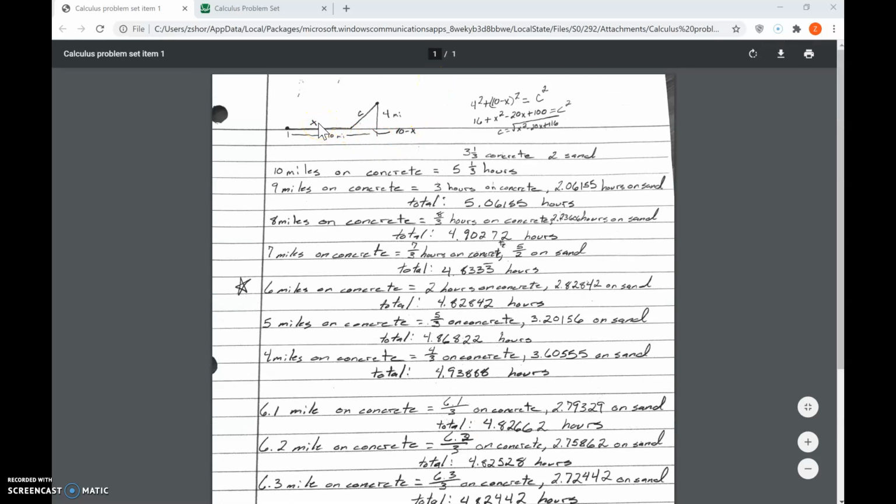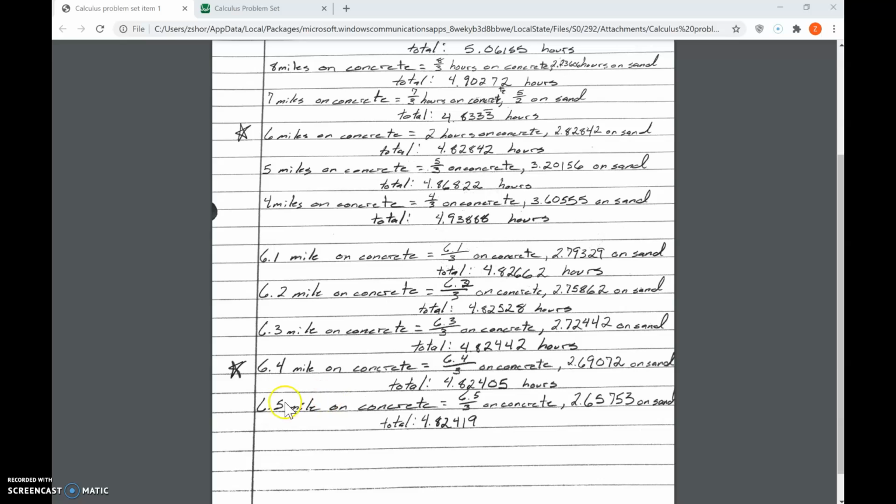the total miles you traveled on concrete, dividing by 3 because you're traveling 3 miles per hour on concrete. And then for distance C here, I knew this is 10 minus x, this is 4, so I used the Pythagorean theorem to find C. So I found 6.4 miles on the concrete would minimize the total number of hours.